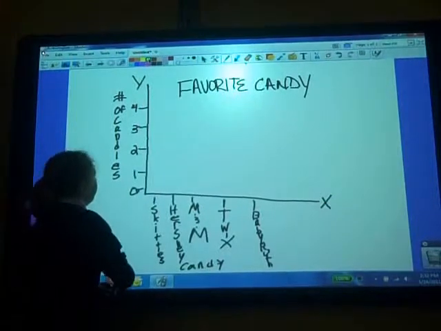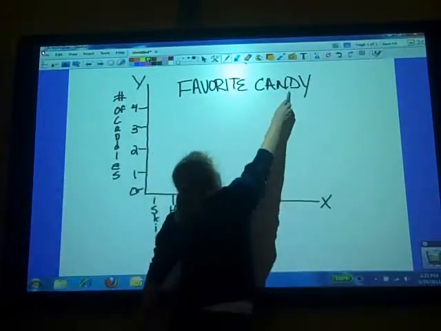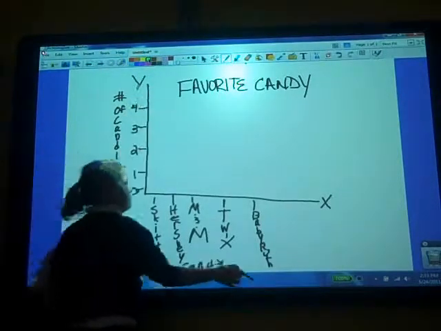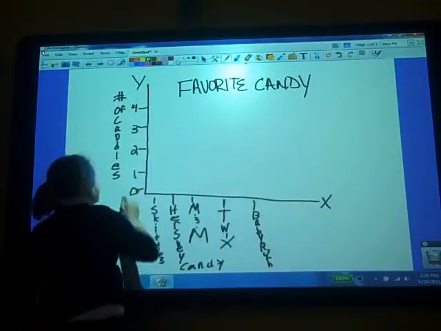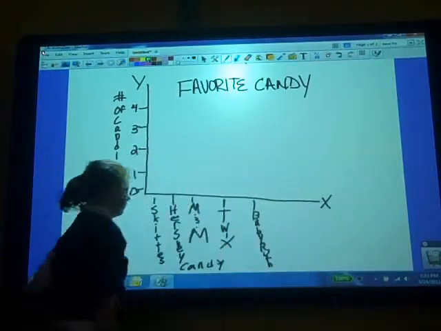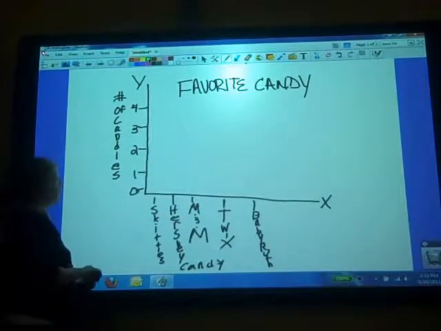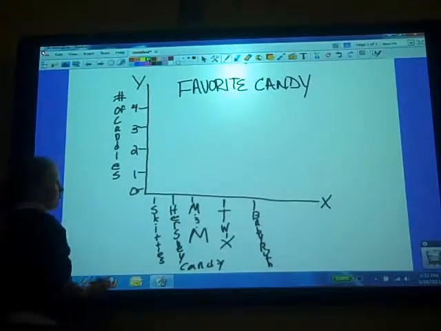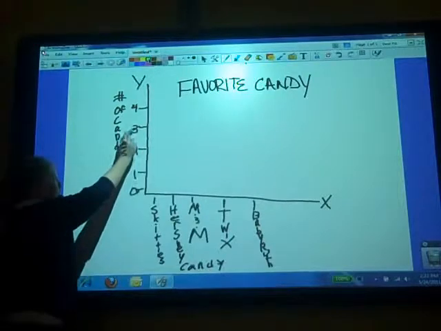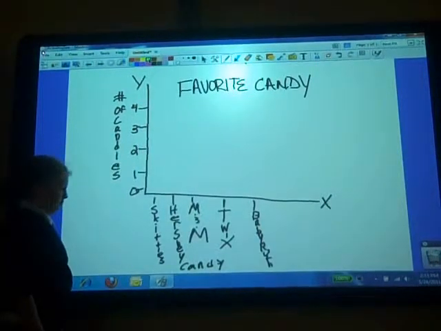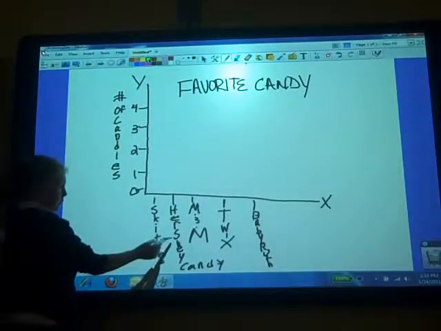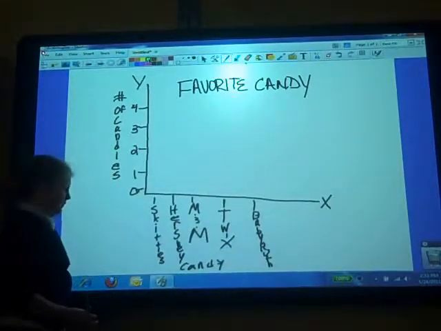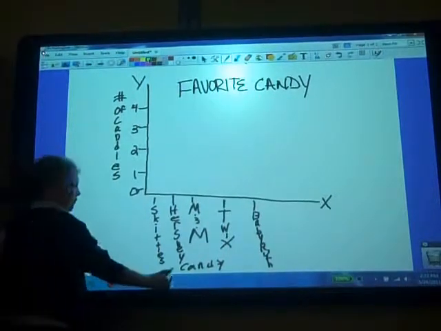Graph, we start with making a title. Favorite candy. And then we make a y-axis, which goes vertical, and an x-axis, which goes horizontal. And now we label our y-axis, which is number of candies. And we have 0, 1, 2, 3, and 4. And now we have our kinds of candies, which are Skittles, Hershey's, M&M's, Twix, and Baby Ruth. And our title for the x-axis is candy.